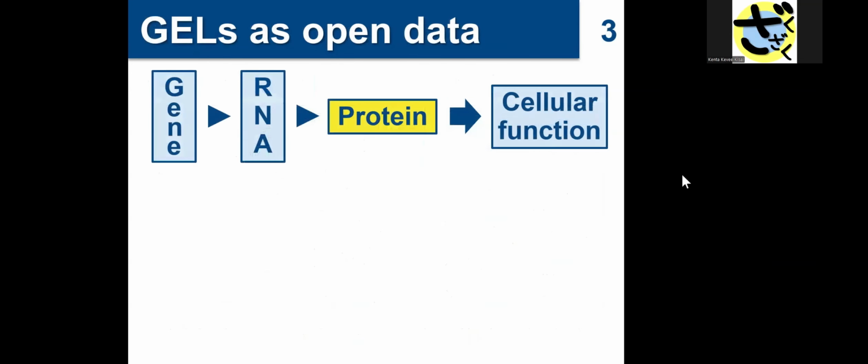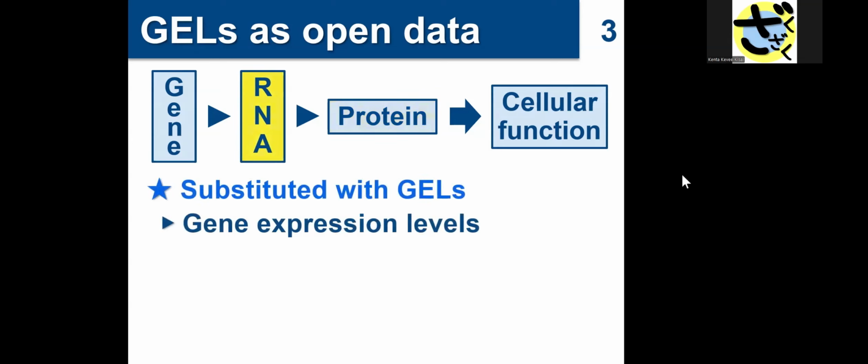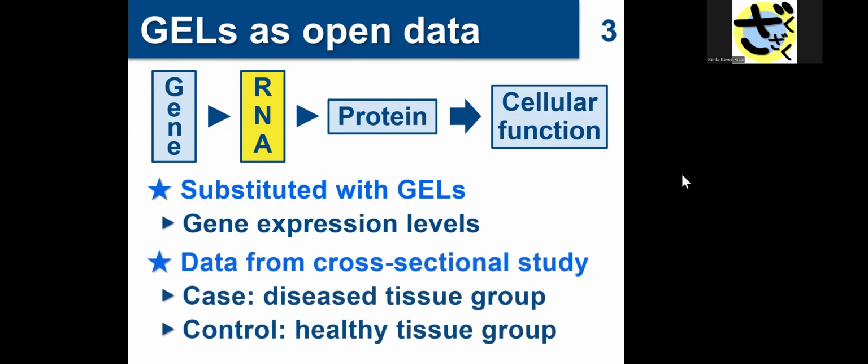Next, let us explain the gene expression levels, GEs. The key to the expression of cellular functions lies in proteins. As a surrogate of protein levels, RNA molecules, that is, gene expression levels, are quantified. These can be used as open data from cross-sectional studies where a disease tissue group is referred to as a case and a healthy tissue group as the control.